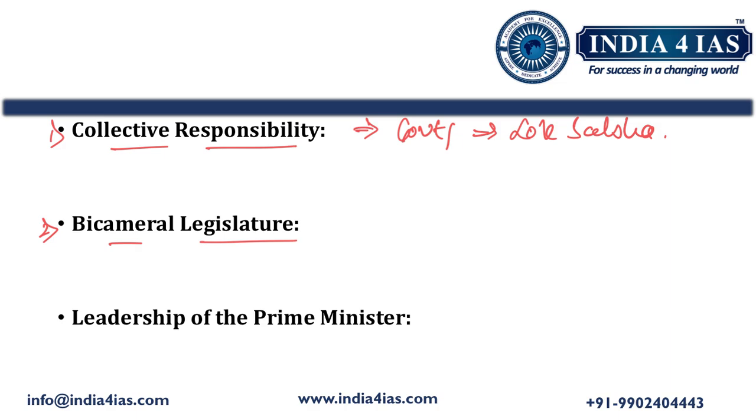Then we should write about the second feature, that is bicameral legislature. There are two houses in the Indian Parliament. One is Lok Sabha, also called the House of the People. Another one is Rajya Sabha, also called the Council of the States. Having mentioned bicameral legislature, we should mention the role of each house and how they complement each other. And the third point, we should write about the leadership of the prime minister. In the parliamentary system of government, the prime minister is the head of the government. This is one of the features of the parliamentary system of government.